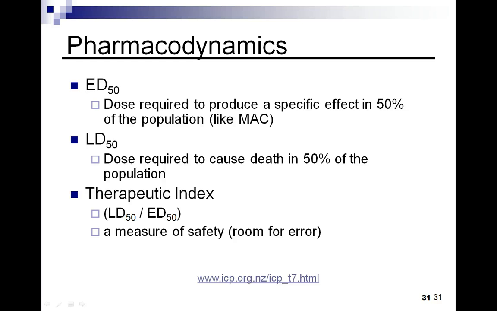We also have a lethal dose at 50%. This is the dose required to cause death in 50% of the population. And by comparing these two doses, we can get an idea of the therapeutic index, which is a measure of safety. How safe is the drug that we're giving? If the LD50 is very close to the ED50, well, that's not a very safe drug. But if the LD50 is 100 times higher than the ED50, then we have quite a margin of safety before we go from therapeutic to toxic dosing.